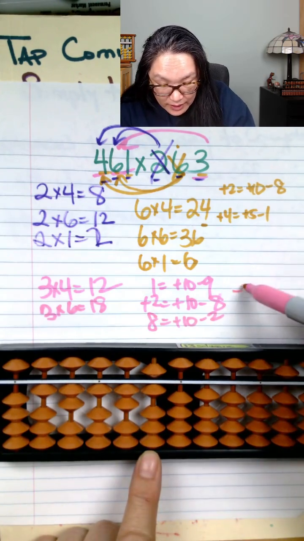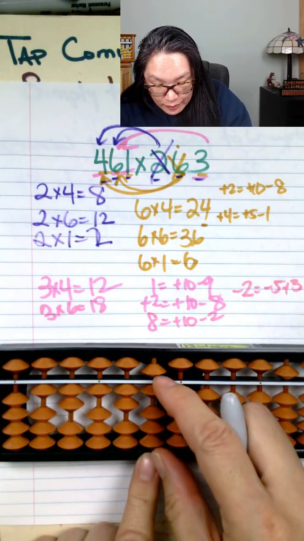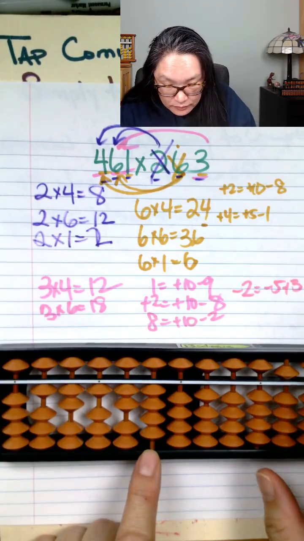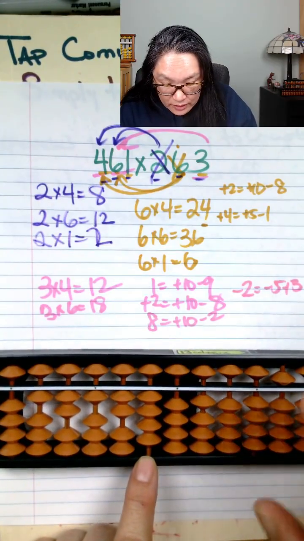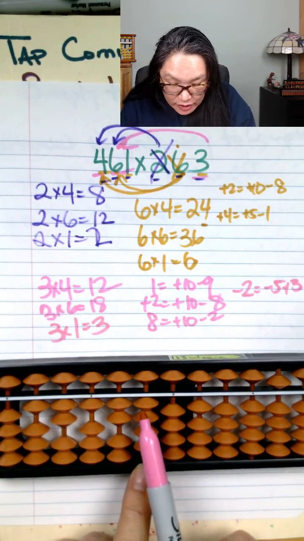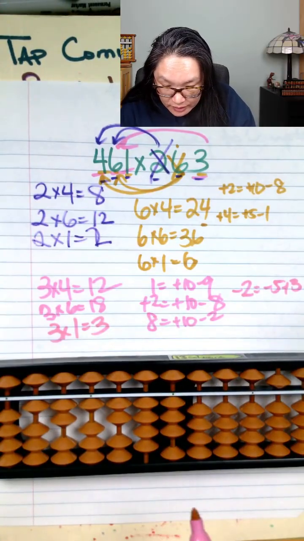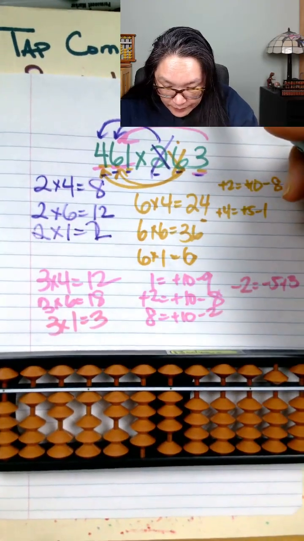Cannot take away the 2. Minus the 2 is equal to minus the 5 plus the 3. Minus the 5 plus the 3. And then 3 times 1 is 3. 3 is a single digit. Go back one column and I add 3. So there's my answer. Woo, that's a big answer.